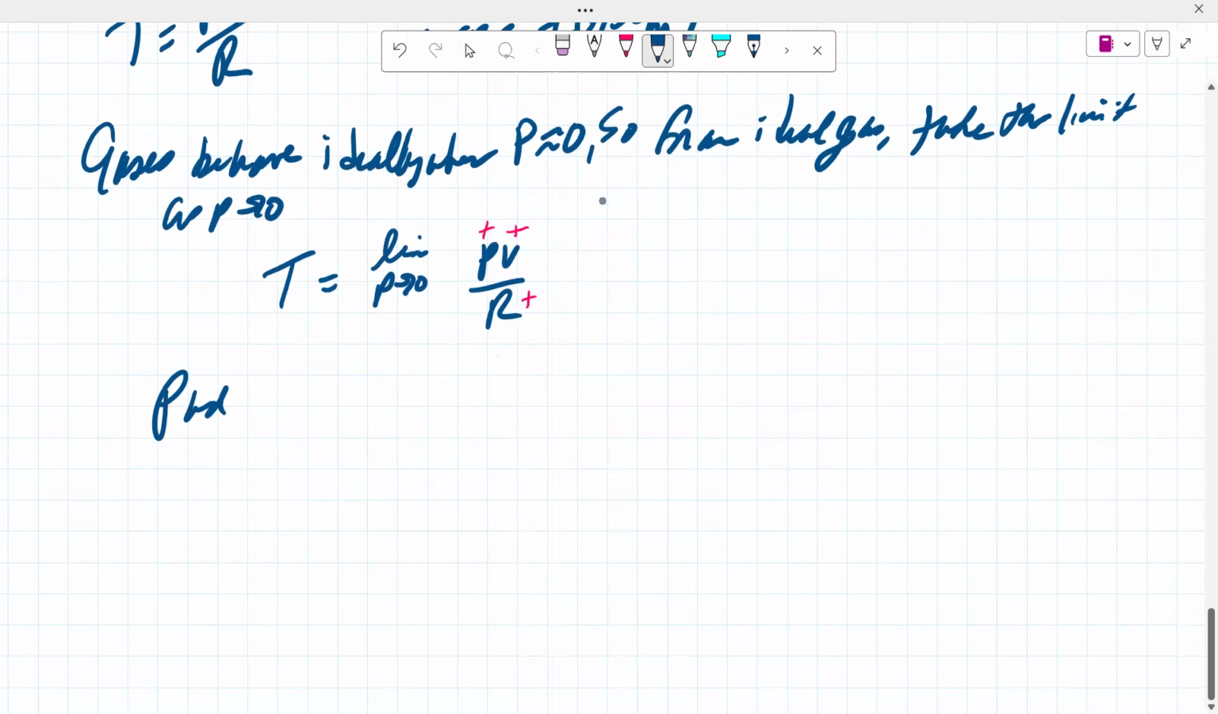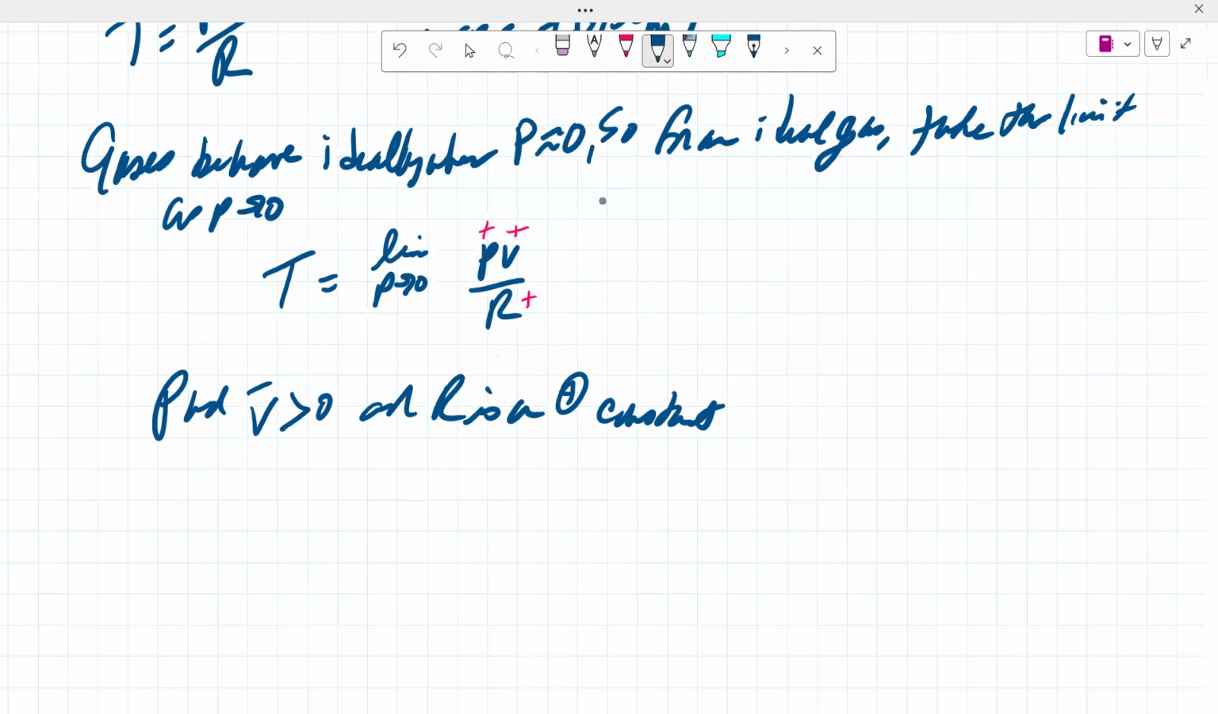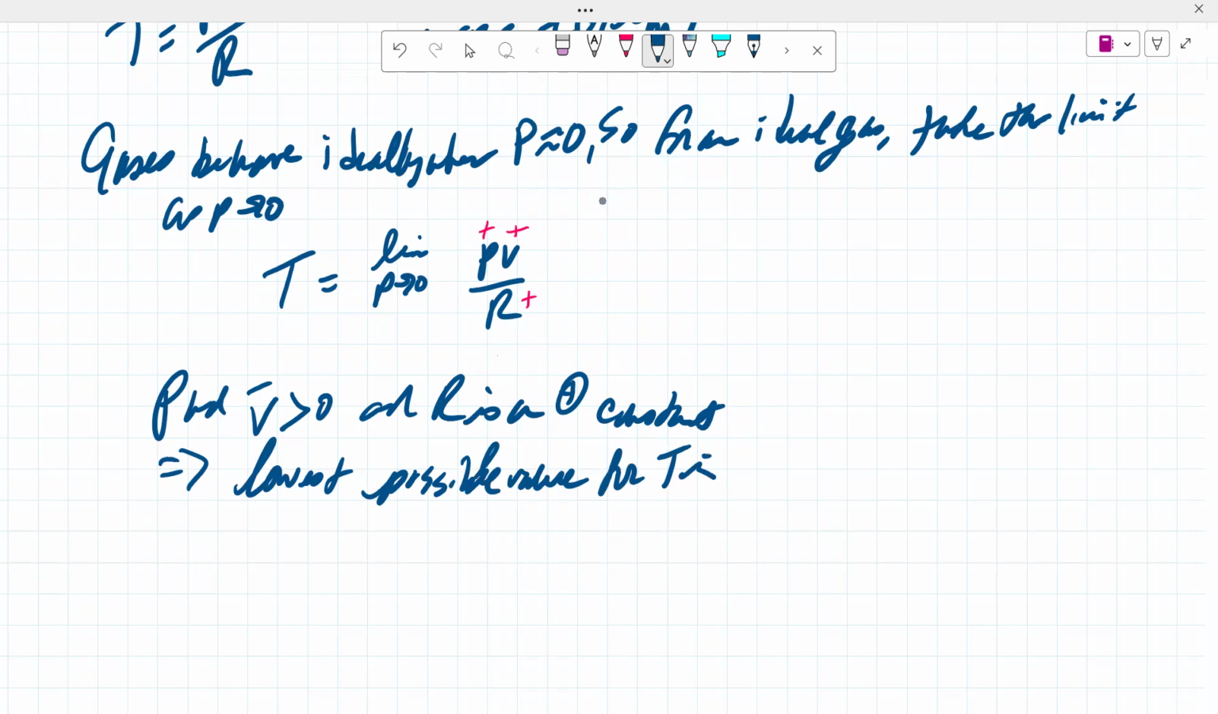P and V bar are greater than 0, and R is a positive constant. So in other words, none of these can have a negative value. All right, so what does this mean? The lowest possible value for T is 0 Kelvin.